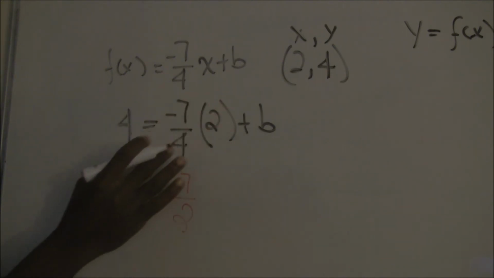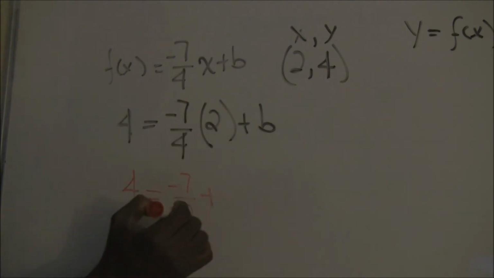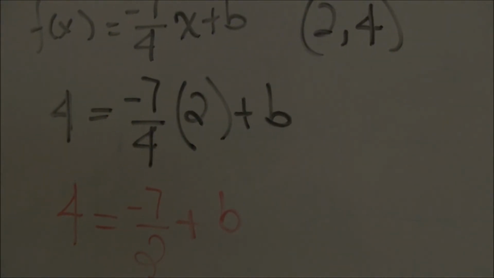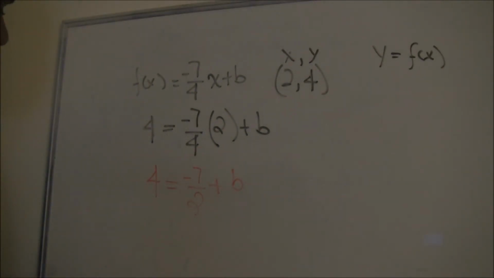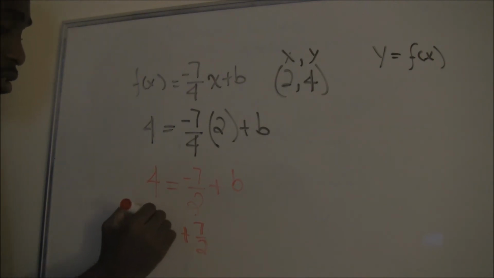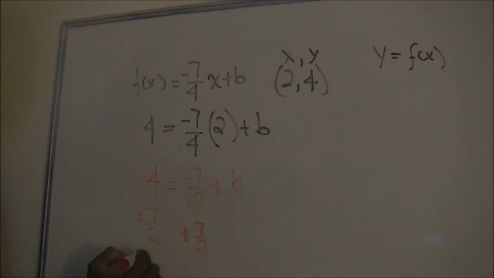Because these two simplify, we get 7 over 2 plus the b, which we do not know. And from here, by doing the additive inverse of negative 7 over 2, we have plus 7 over 2. Whatever we do to one side, we have to do to the other side, which becomes 8 plus 7, which is 15 over 2, equals b.